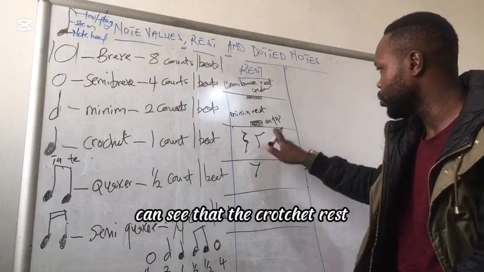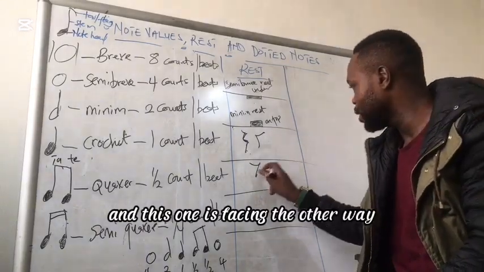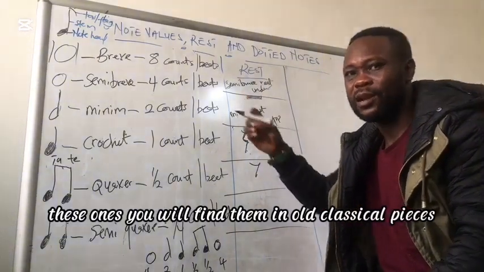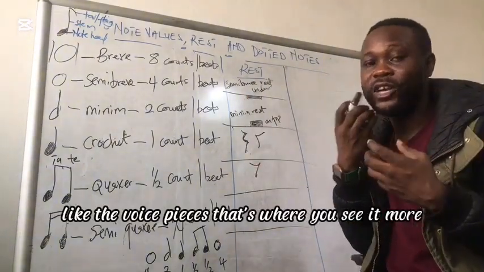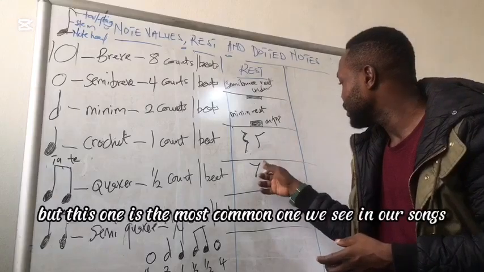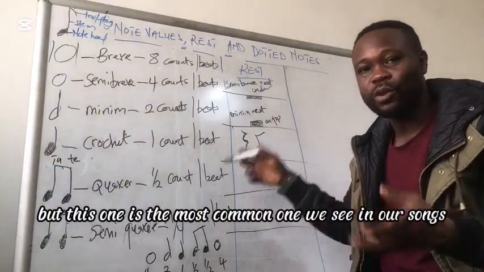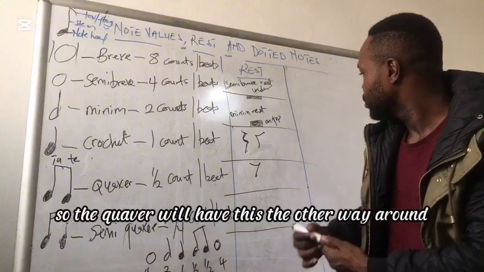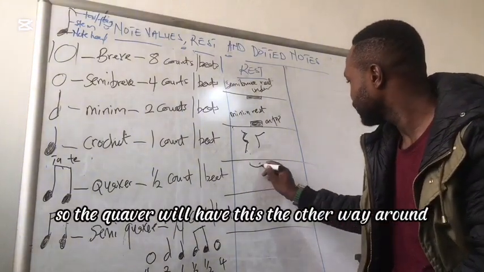You can see that this crotchet rest is facing this way, and this one is facing the other way. Mind you, you find these in old classical pieces, like the voice pieces, that is where you see them more. But this one is the most common one we see in our songs, normal anthems, classical hymns we have now. So the quaver will have this the other way around.